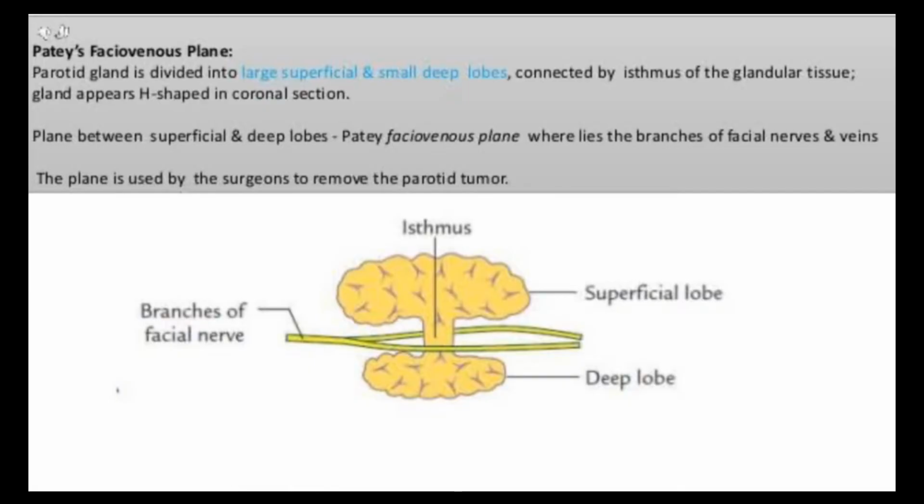The parotid gland is divided into superficial and deep parts or lobes by the branches of the facial nerve. These lobes are connected by an isthmus of glandular tissue so that the gland appears H-shaped in a coronal section. The branches of the nerve lie in the middle layer of the parotid sandwich, and this subdivision helps the surgeon to remove a parotid tumor, leaving the nerve intact, which is known as Patey's faciovenous plane.